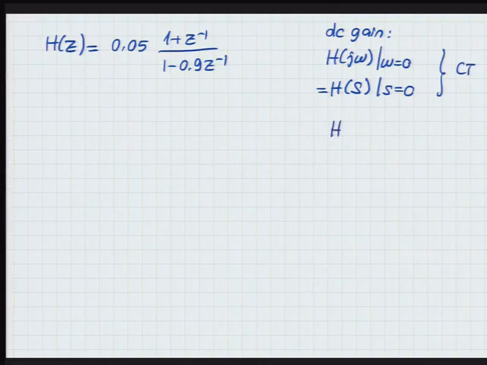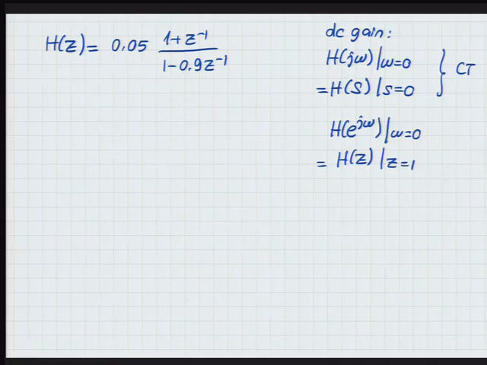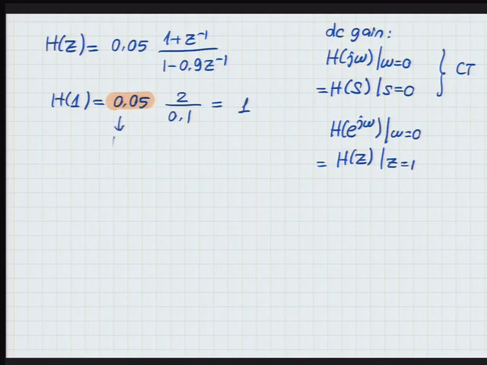In discrete time, DC gain means what we get when the frequency is 0 again. But in terms of h of z, that means setting z equal to 1, because e to the j0, e to the 0 is 1, right? So to find the DC gain for a discrete time system, you just plug in z equal to 1. So if I put h of 1 to see what the DC gain is, I'm going to get 0.05 times 2 over 0.1, which is, did I do this right? Yeah, 0.1 over 0.1, 1, right? So this was really here to normalize the DC gain to 1. Okay, so we get a nice frequency response plot that starts at 1.